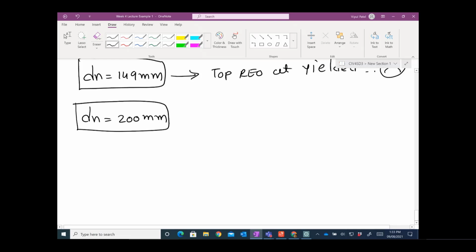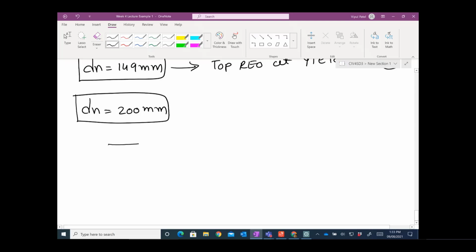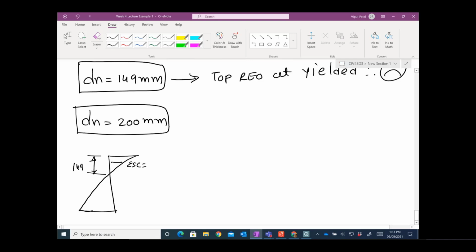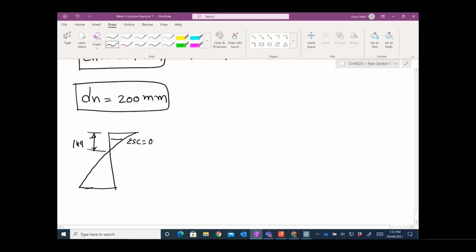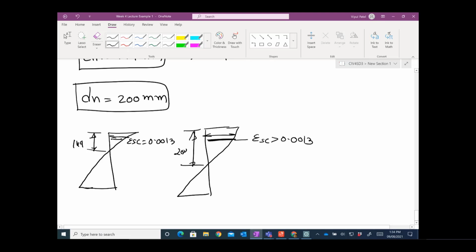So let me draw it up here clearly. Let's say you have this DN value here, let's say 149, and let's say this is ESC. We calculated ESC as 0.0013. Now if I just increase that DN somehow, let's say you put it here as 200, then your strain value, you can see this distance and this distance, is going to be more than 0.0013. So the strain is basically going to increase.